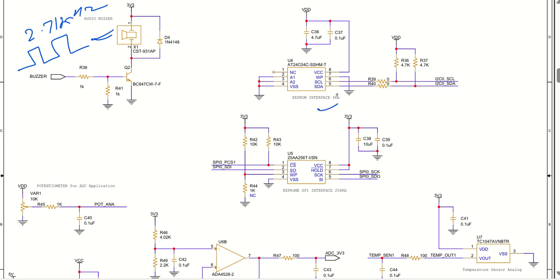We have EEPROM using the I2C interface. This 4 kilobits of EEPROM is from Microchip Technology, and it is using the I2C application. We have one more 256 kilobits of EEPROM, also from Microchip Technology, and it is using the SPI interface. So if you want, you can test your capabilities using the I2C EEPROM as well as the SPI interface EEPROM.